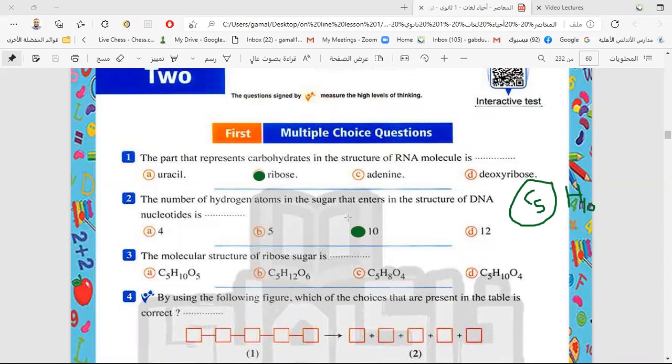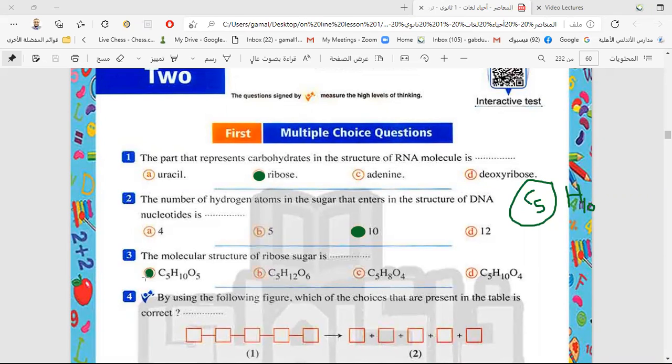Okay. Number 3, the molecular structure of ribose sugar. Of course, 5 carbon atoms and 10 hydrogen atoms: 5 carbon, 10 hydrogen, and 5 oxygen. So the answer will be A.